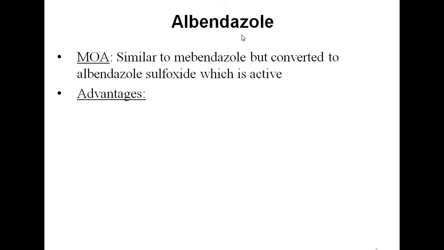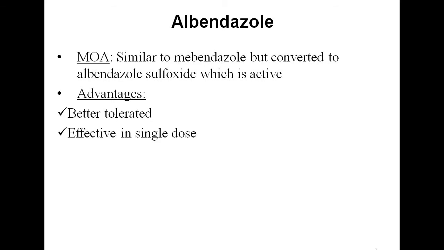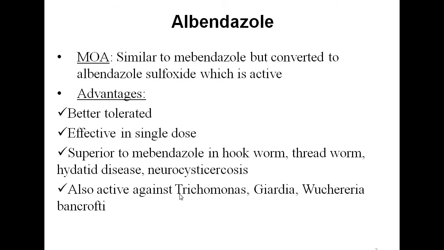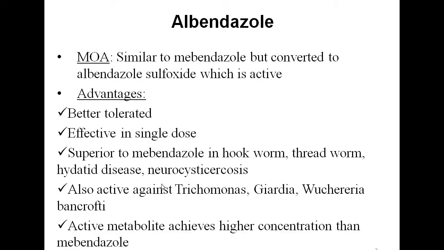Albendazole offers several advantages over mebendazole, and those advantages are: it is better tolerated, that is the gastrointestinal adverse effects are less; it is effective in a single dose; it is superior to mebendazole in the treatment of hookworm, threadworm, hydatid disease and neurocysticercosis; it is also effective against Trichomonas, Giardia and Wuchereria bancrofti; and the active metabolite achieves higher concentrations when compared to mebendazole.